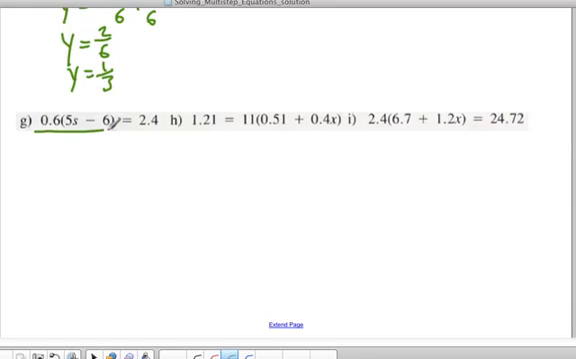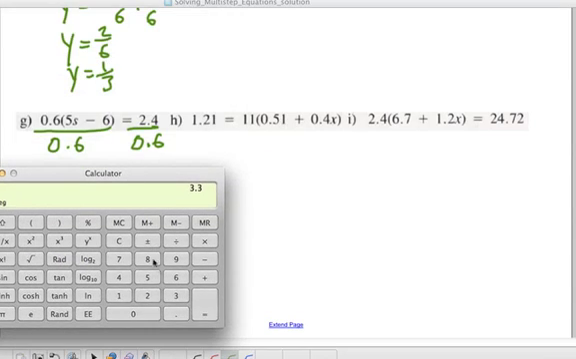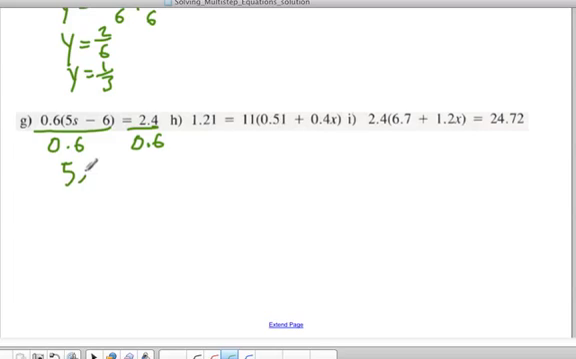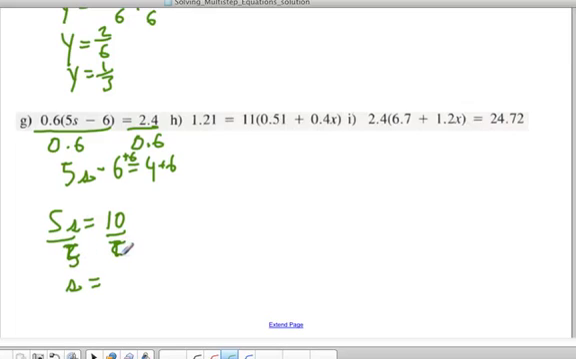All right, the next question. Again, you can expand using the distributive property. I'm going to divide by 0.6. And when you do that, 2.4 divided by 0.6, and when you see the answer, it should be obvious why. It is 4, because 24 divided by 6 is 4, and 2.4 divided by 0.6 is also 4. So we're left with 5s minus 6 is equal to 4. Add 6 to both sides. We're left with 5s is equal to 10. Divide by 5. s is equal to 2.